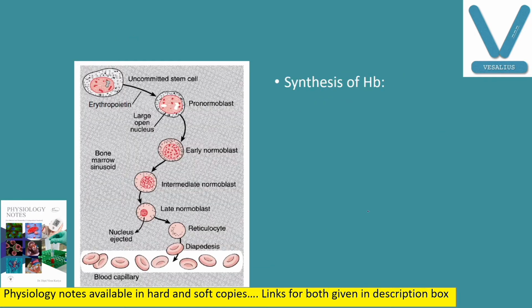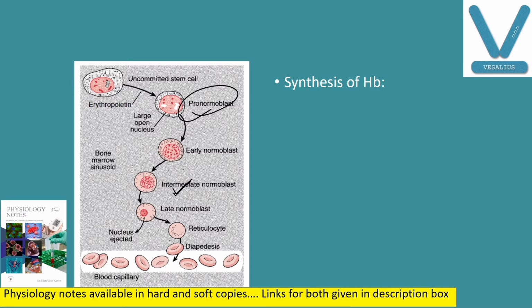The molecular weight of adult hemoglobin is about 64,458. Now, synthesis of hemoglobin: erythrocyte precursors synthesize hemoglobin. Hemoglobin synthesis starts in the pro-normoblast stage, and it appears in the intermediate normoblast stage. Mature erythrocytes, mature RBCs, have hemoglobin but cannot synthesize hemoglobin.